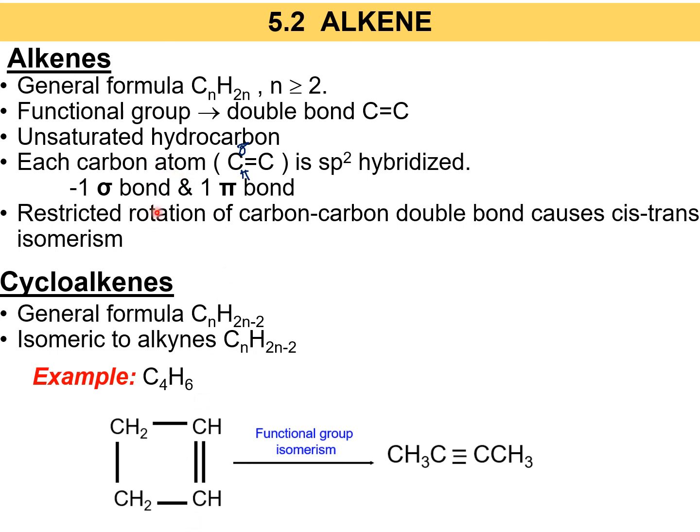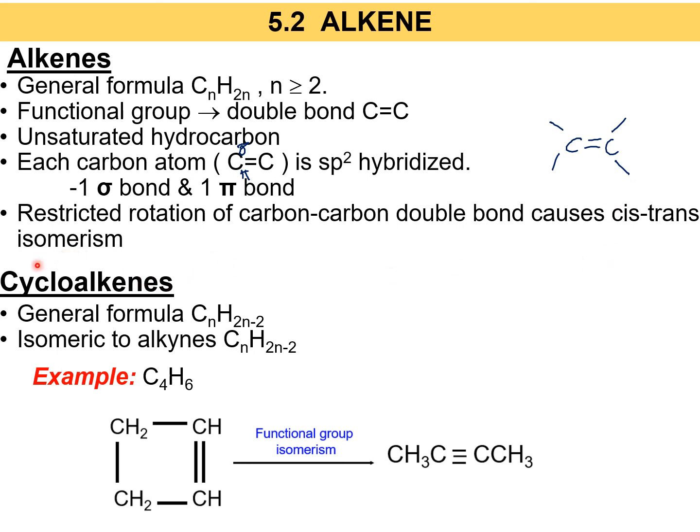Alright? Lepas tu, alkenes ni dia ada restricted rotation. How do you know that ada restricted rotation? Because kalau let's say dekat carbon-carbon double bond ni, okay, dia ada two different groups yang attached pada this carbon-carbon double bond, maka dia adalah restricted rotation. Okay, lepas tu kalau dia ada restricted rotation about the carbon-carbon double bond, makanya dia boleh menghasilkan cis trans isomerism.